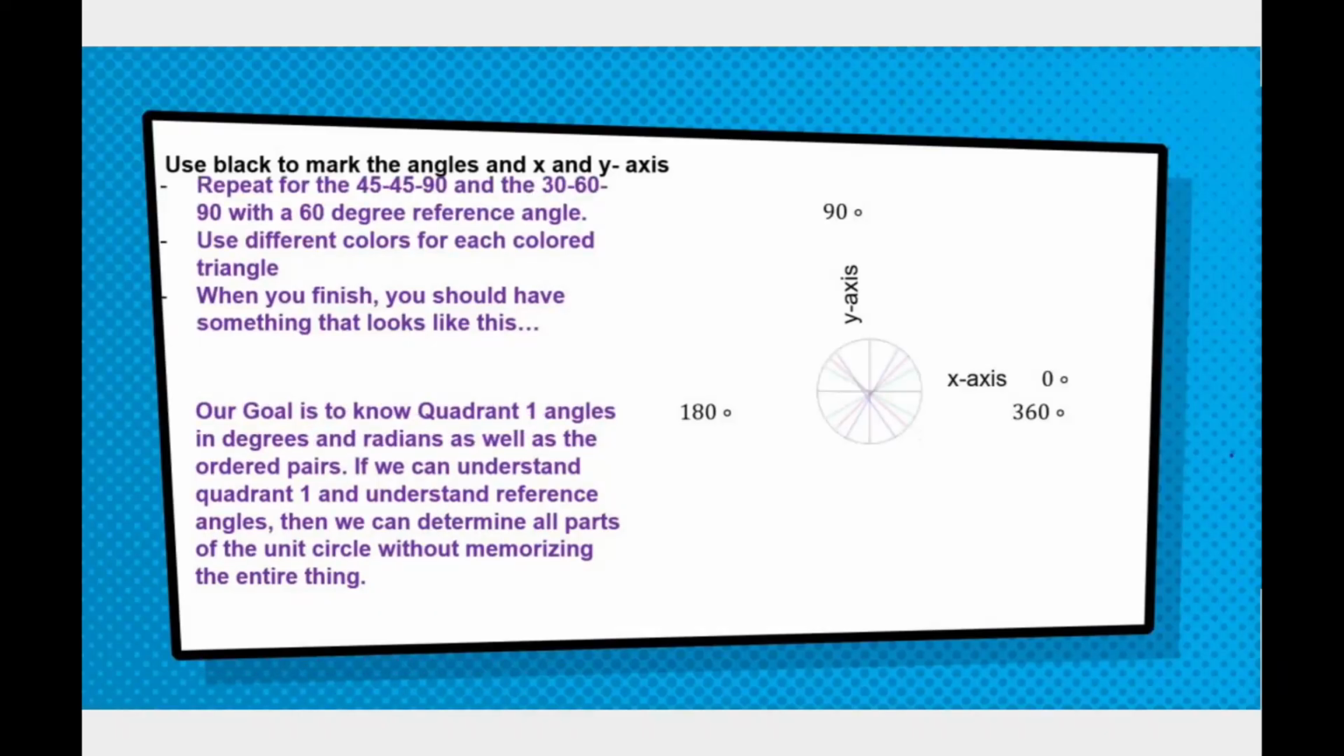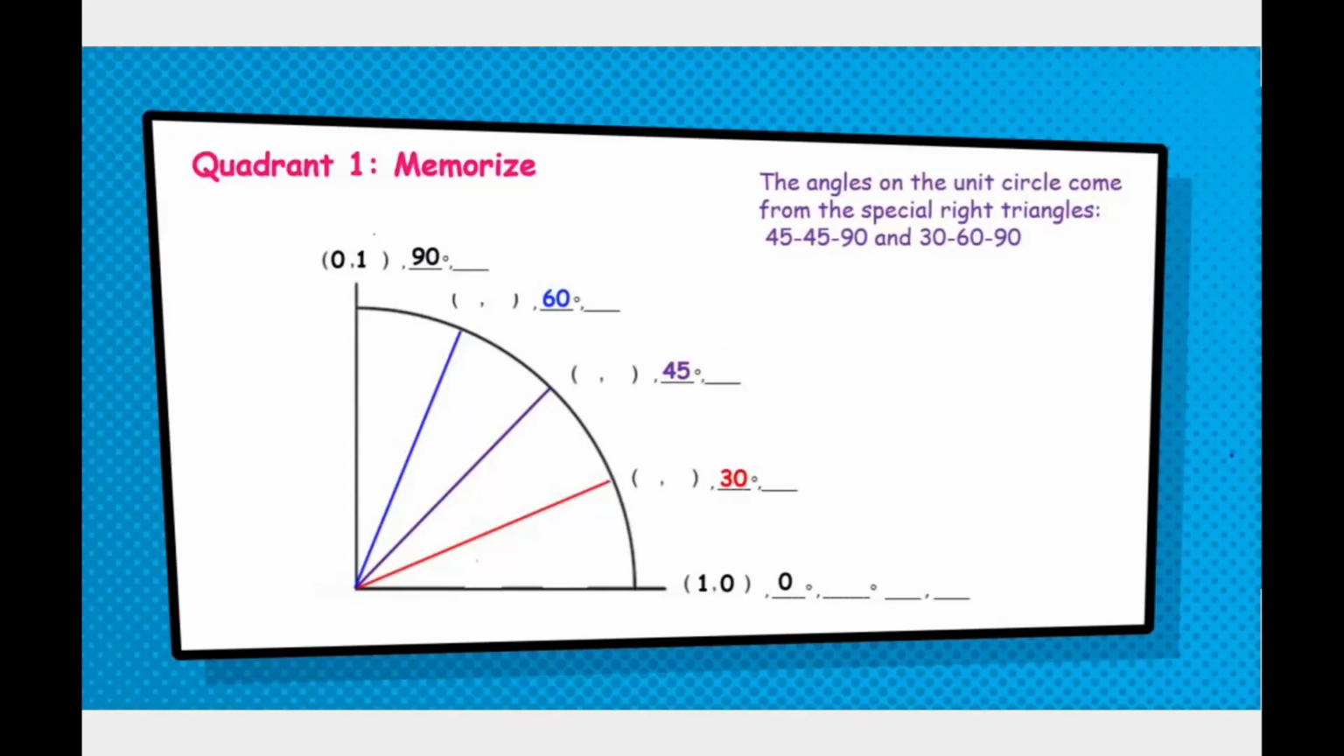Repeat this for the 45, 45, 90 and the 30, 60, 90 with a 60-degree reference angle, and we're going to use different colors for each triangle. When you finish, you should have something that looks like this. So I use different colors for each one of those triangles that I laid down, and I'm basically tracing the hypotenuse, but when I do it, I'm tracing it all the way to the other side of the circle.